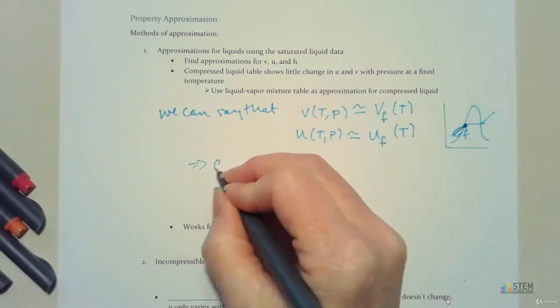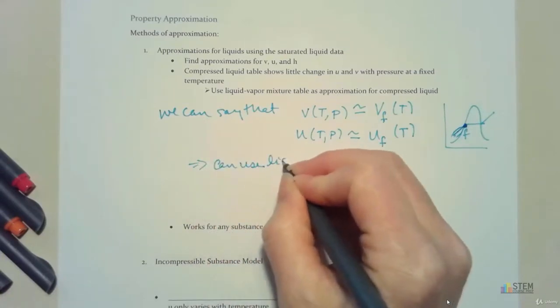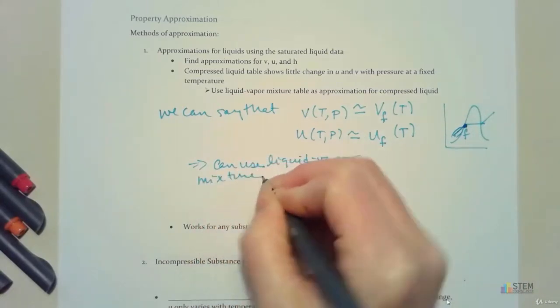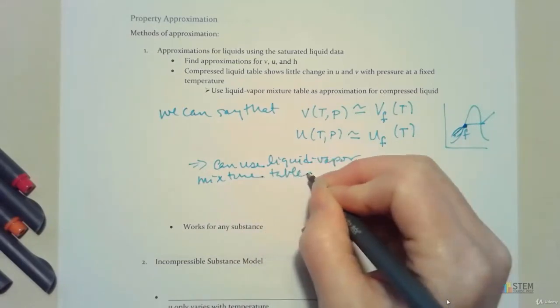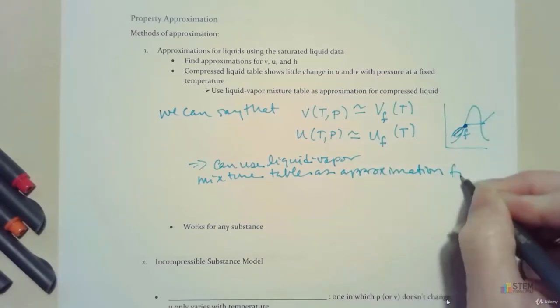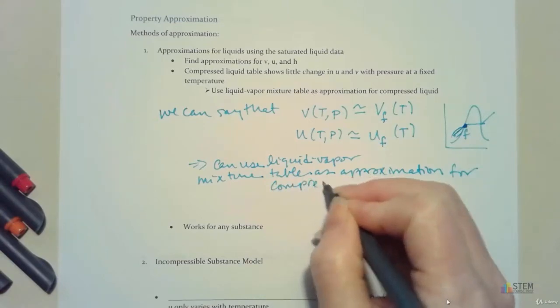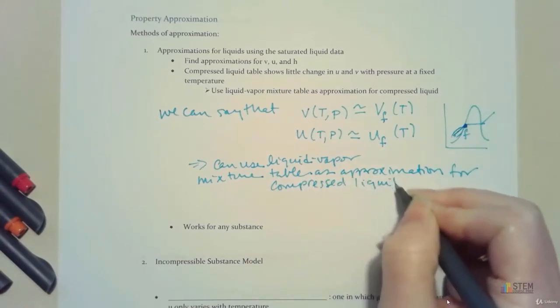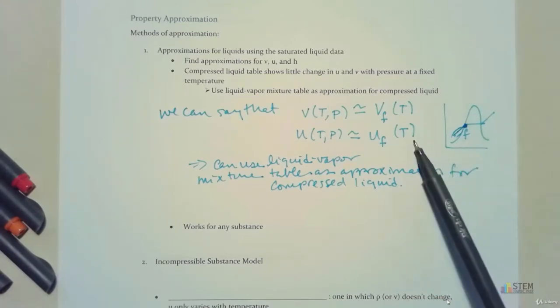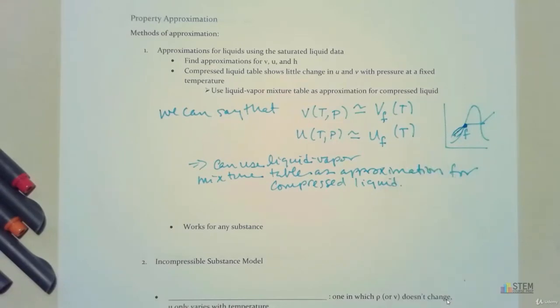So let's write down that we can use the liquid vapor mixture table as an approximation for compressed liquid. And if you notice when you're working through some of the problems, you might have a compressed liquid, you've done the work, you've figured out and decided, yeah, I have compressed liquid, I need to go find this information in the table. You go look in the table and that information isn't given to you. So if it's not given to you in the table, you can always use this approximation. So it gives you something to fall back on.